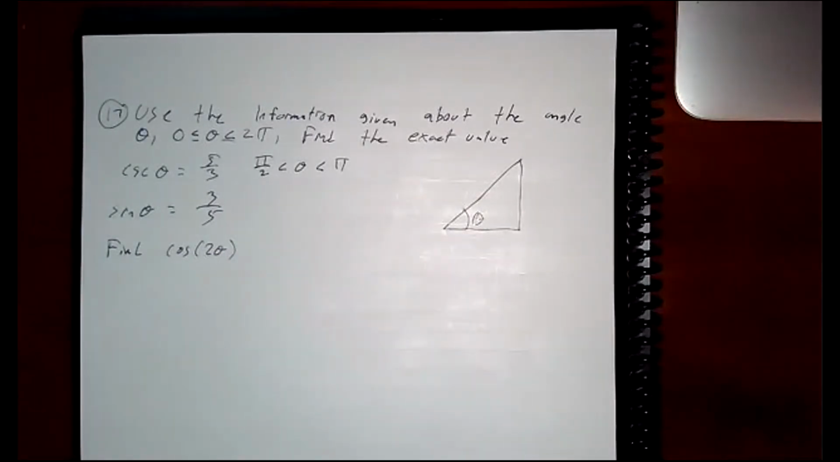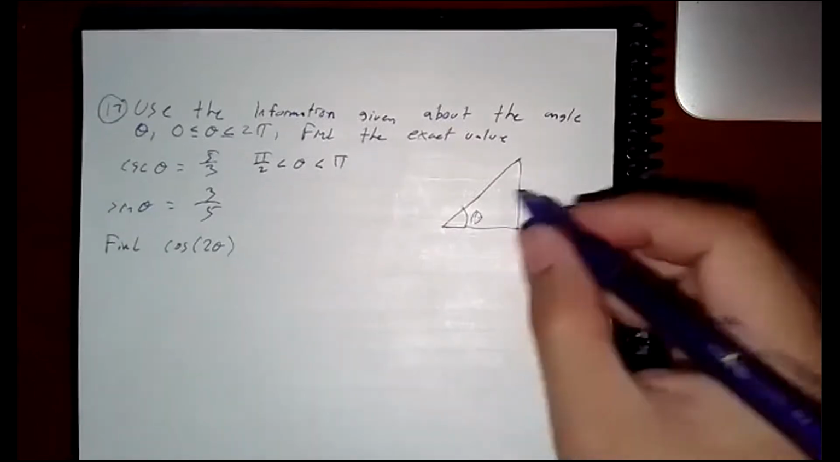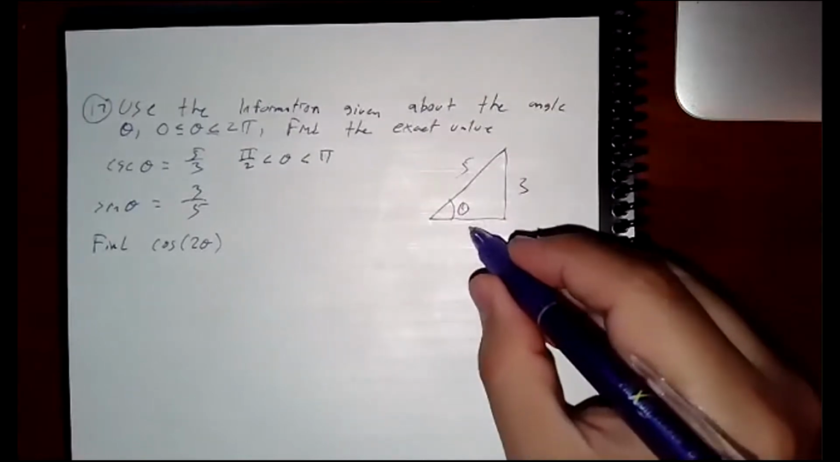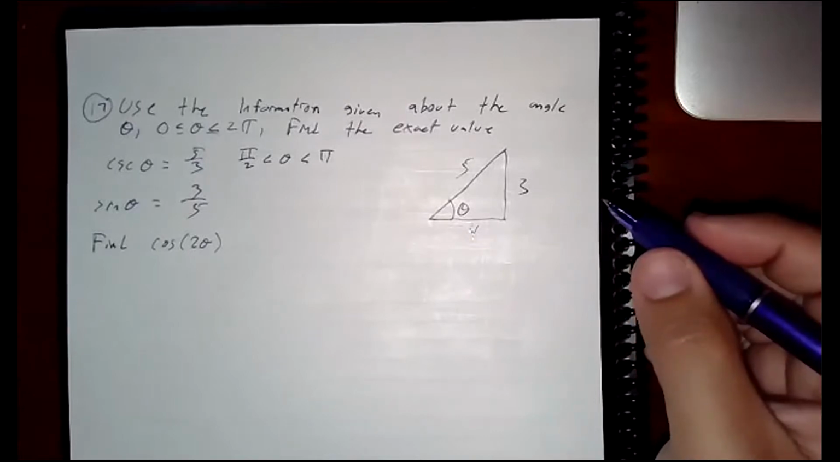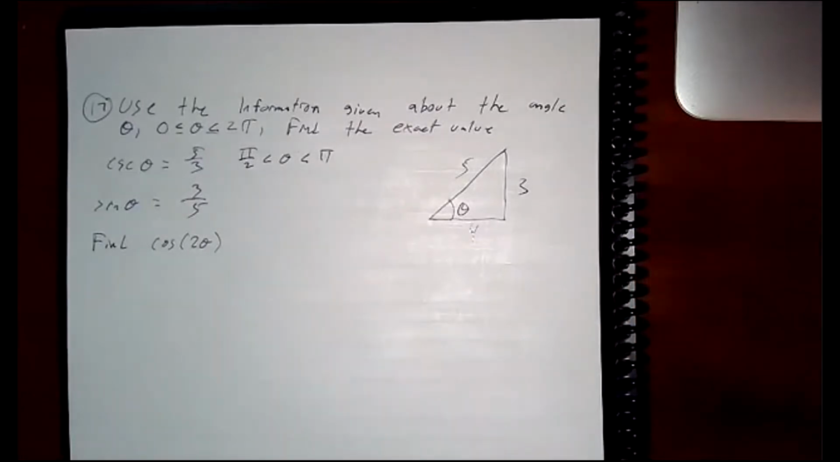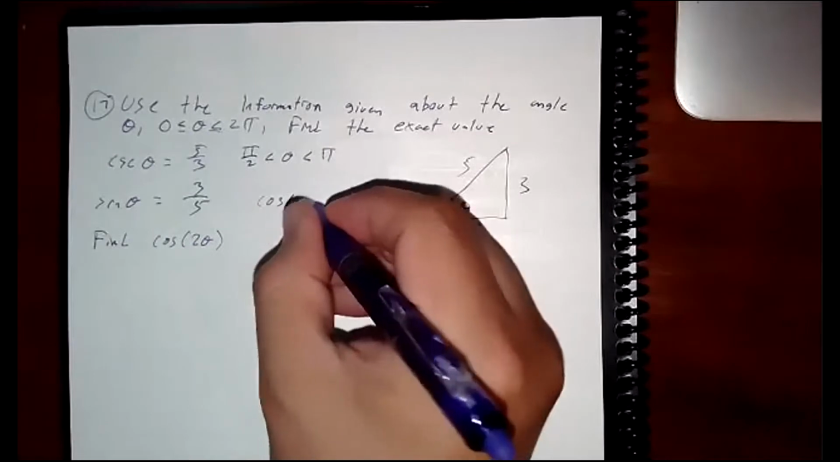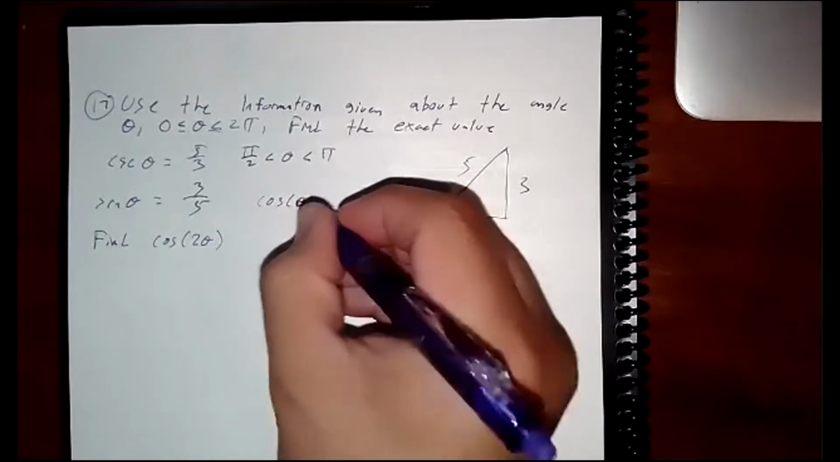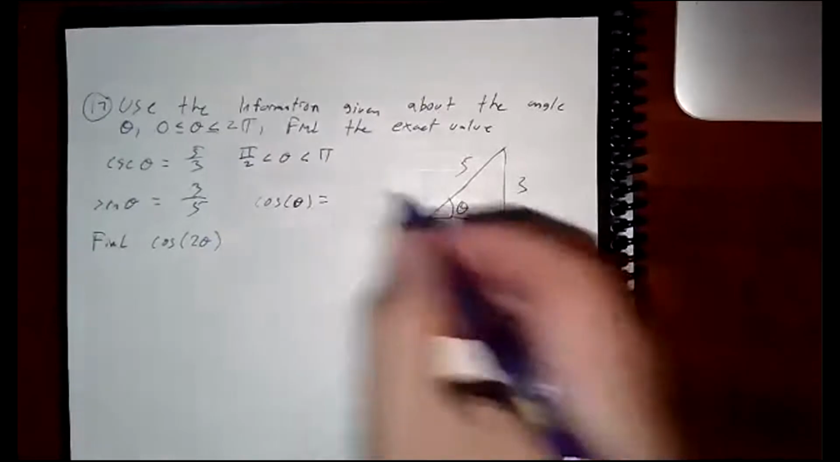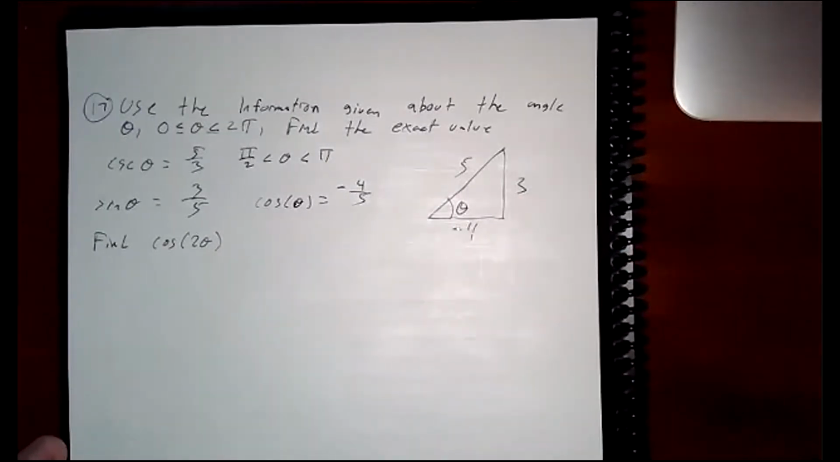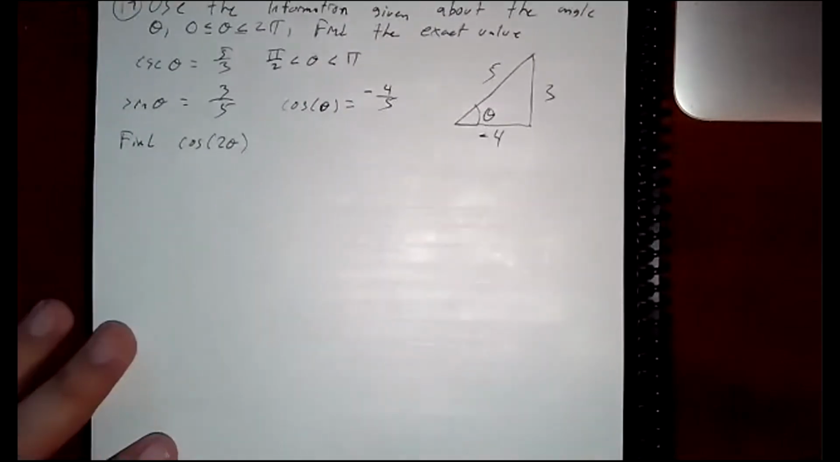But before we do anything, we need to build a triangle anyway. So opposite over adjacent. This will be 3, 4, 5. Okay. So cosine is negative in quadrant 2. That would be negative 4 over 5.